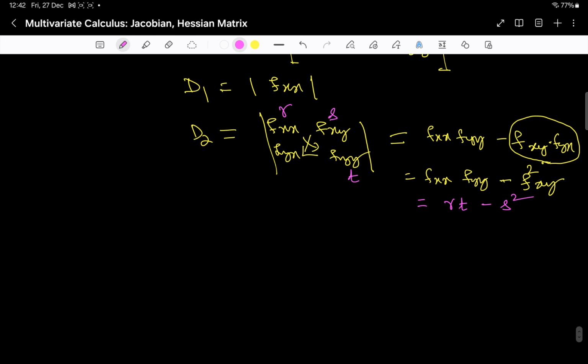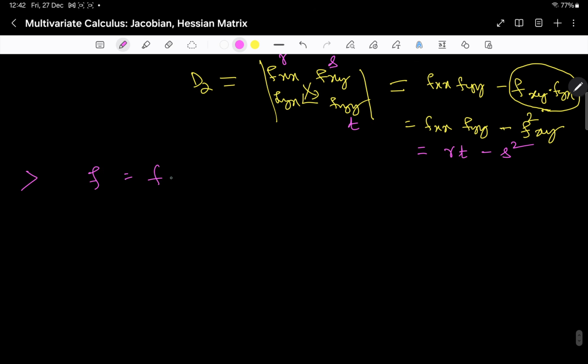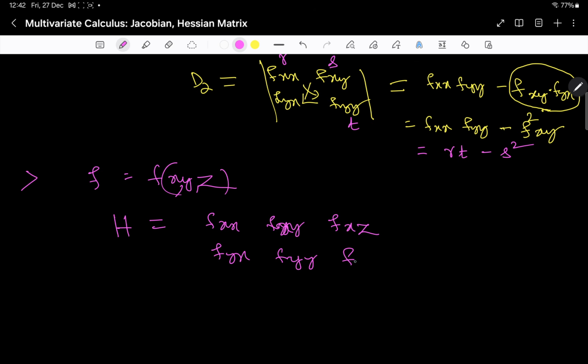Now suppose you are given a function of three variables, f of x, y, z. What will be the Hessian matrix in this case? It is fxx, fxy and fxz, then fyx, fyy, fyz, and fzx, fzy, fzz. This is my Hessian matrix.